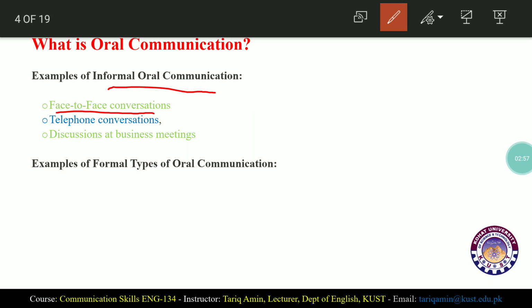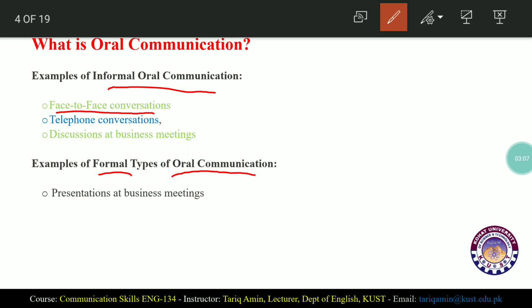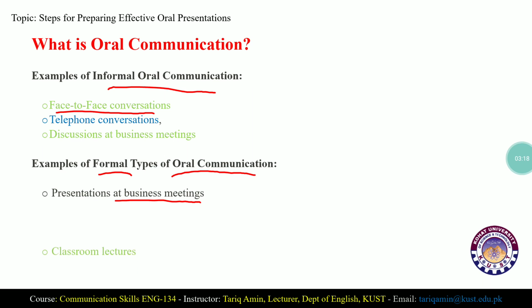Now, let's move forward to the examples of formal oral communication. For example, presentations at business meetings. You present something in a business meeting. This is an example of formal oral communication. And classroom lectures are also examples of formal oral communication. We see our teachers presenting some topics in front of people. So these classroom lectures are also formal oral communication.